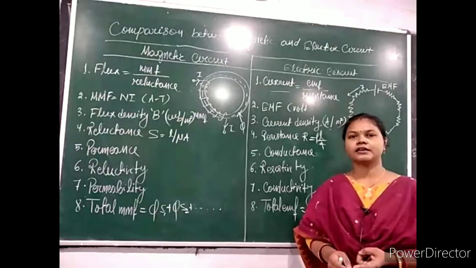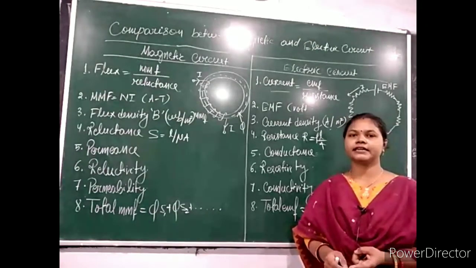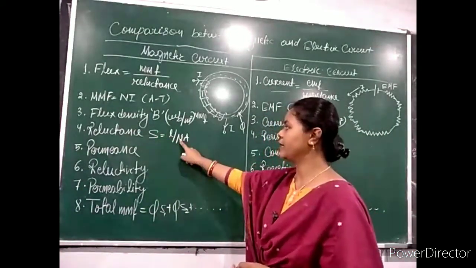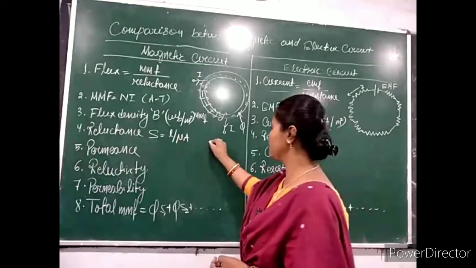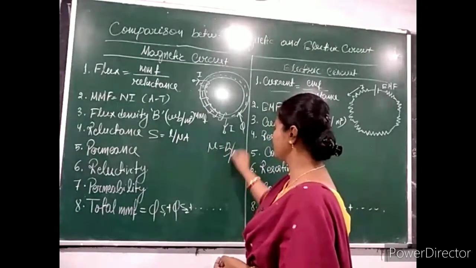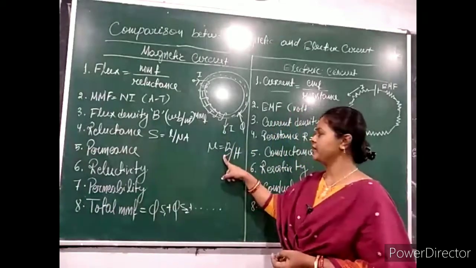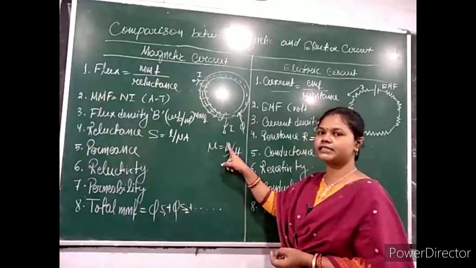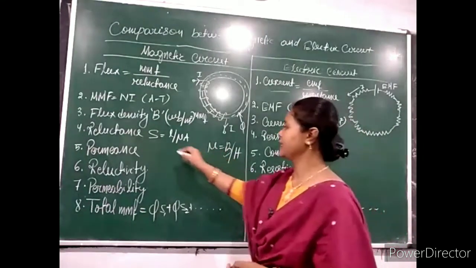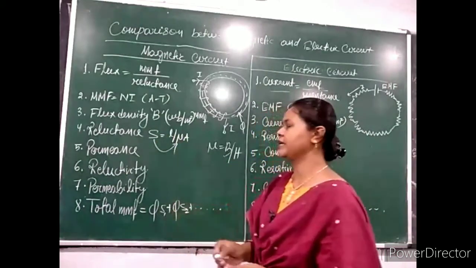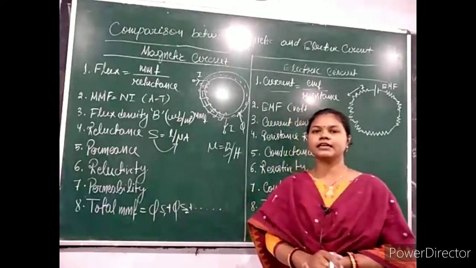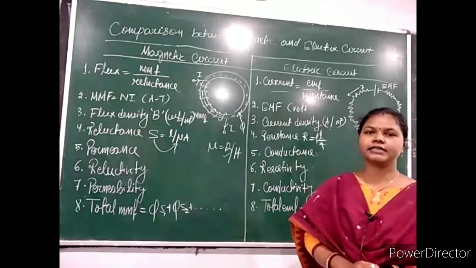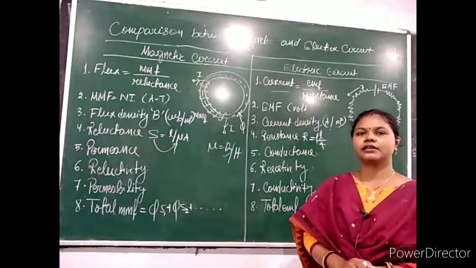But in the case of a magnetic circuit, reluctance depends upon permeability. Which permeability? Mu, it depends upon flux density, okay. If flux density increases, mu also increases, and if it decreases, mu also decreases. So the reluctance depends upon the permeability. If mu or permeability increases, then its value also increases. If mu decreases, then its value also decreases, okay.